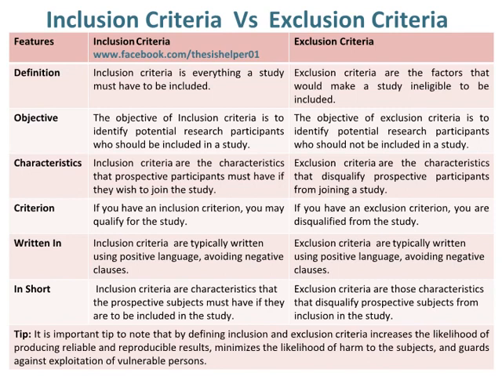The objective of inclusion criteria is to identify potential research participants who should be included in a study, whereas the objective of exclusion criteria is to identify potential research participants who should not be included in a study. Inclusion criteria are the characteristics that prospective participants must have if they wish to join the study, whereas exclusion criteria are the characteristics that disqualify prospective participants from joining a study.